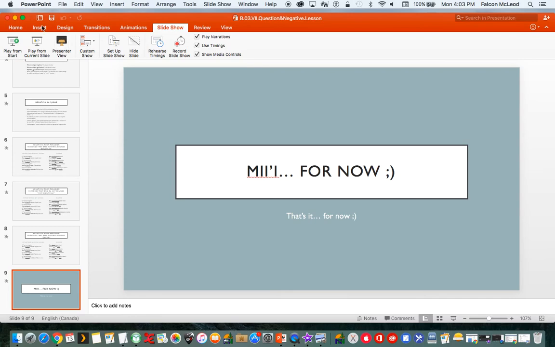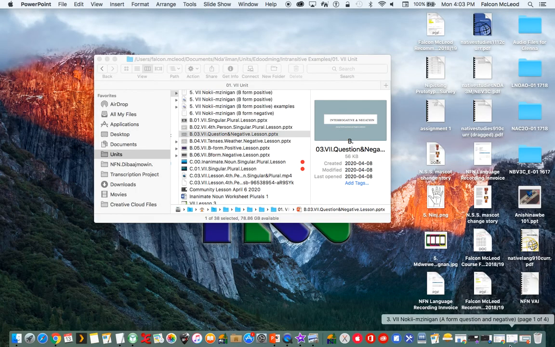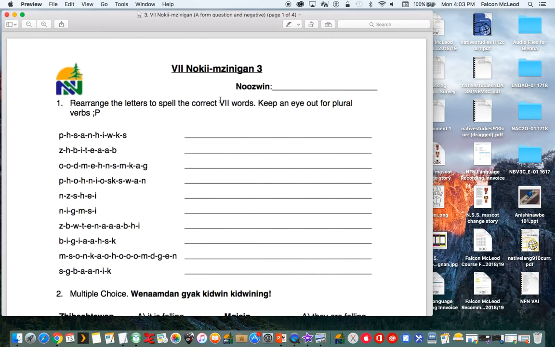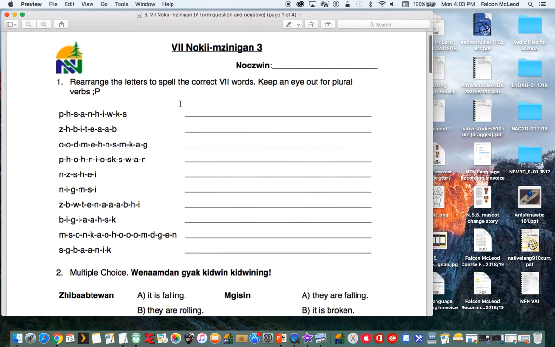All right, moving on to our worksheet for this lesson. So we have to rearrange the letters to spell the correct VII words. Also, keep an eye out for plural versions. So let's see here. Which one should I do?